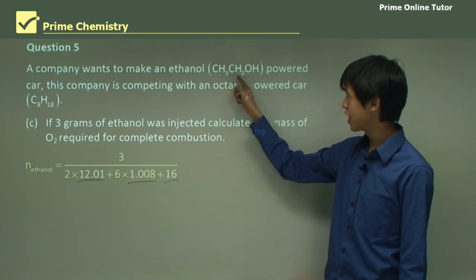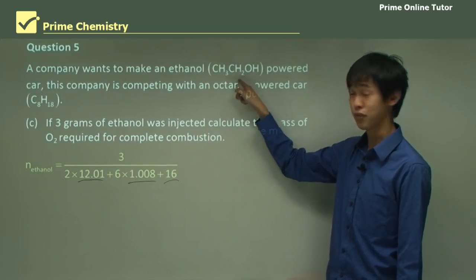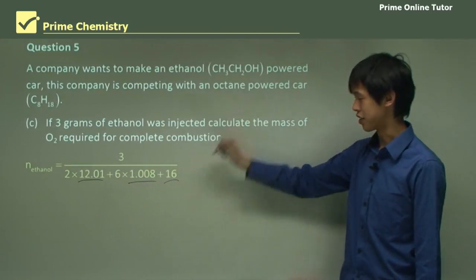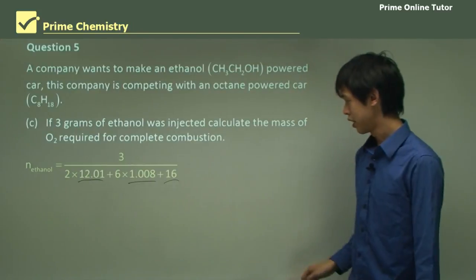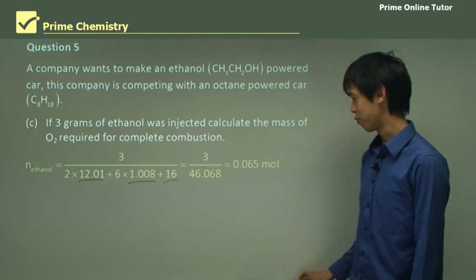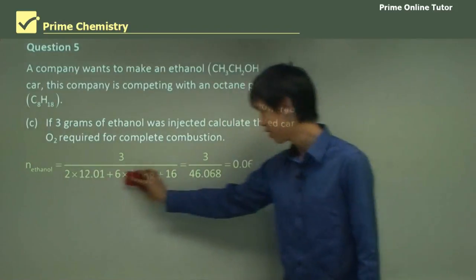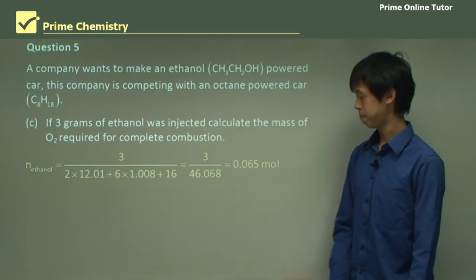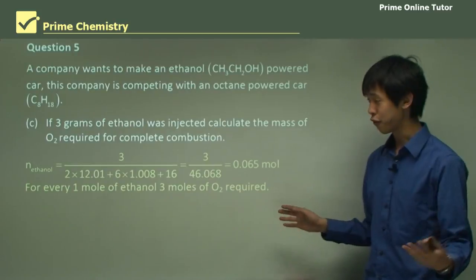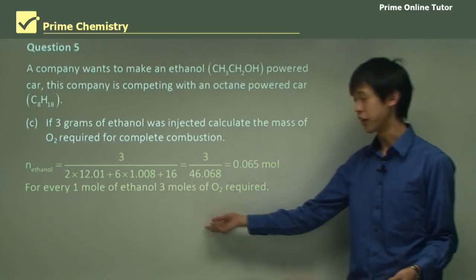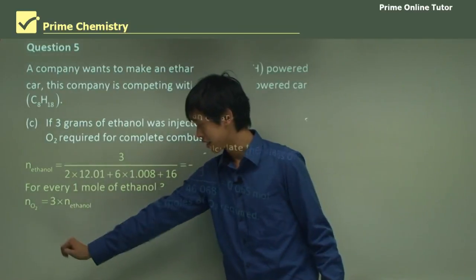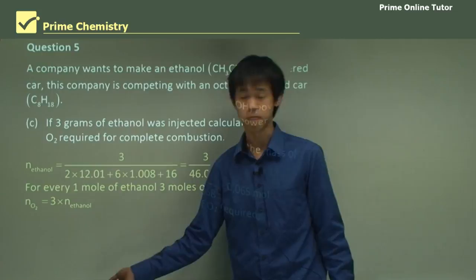There are 6 of them: 3, 5, 6. So 3 plus 2 is 5, plus 1 is 6, so we multiply by 6. And there's only 1 oxygen, so we get 16. As we add them all together, we get 46.068. And then we get 0.065 moles as the number of moles of ethanol. Then, remembering from the chemical equation that we did before, we know that for every 1 mole of ethanol, we need 3 moles of oxygen. So the number of moles of oxygen is equal to 3 times the number of moles of ethanol.